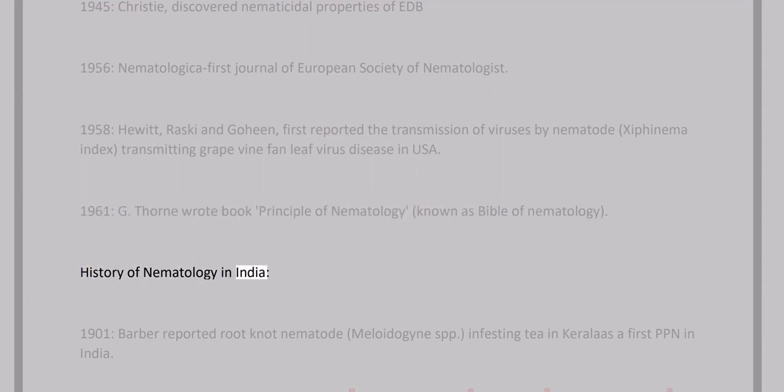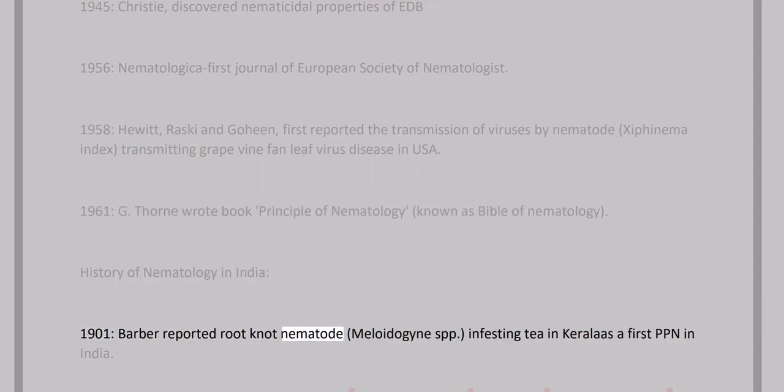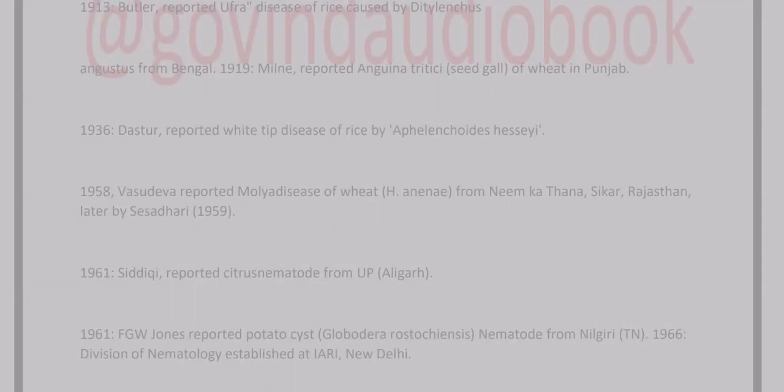History of Nematology in India. 1901, Barber reported the root knot nematode, Meloidogyne spp., infesting tea in Kerala, the first PPN in India. 1913, Butler reported Ufra disease of rice caused by Ditylenchus angustus from Bengal. 1919, Milne reported Anguina tritici, seed gall of wheat, in Punjab. 1936, Dastur reported white-tip disease of rice by Aphelenchoides besseyi. 1958, Vasudeva reported molya disease of wheat, Heterodera avenae, from Neem Ka Thana, Sikar, Rajasthan, later by Sisadari, 1959.